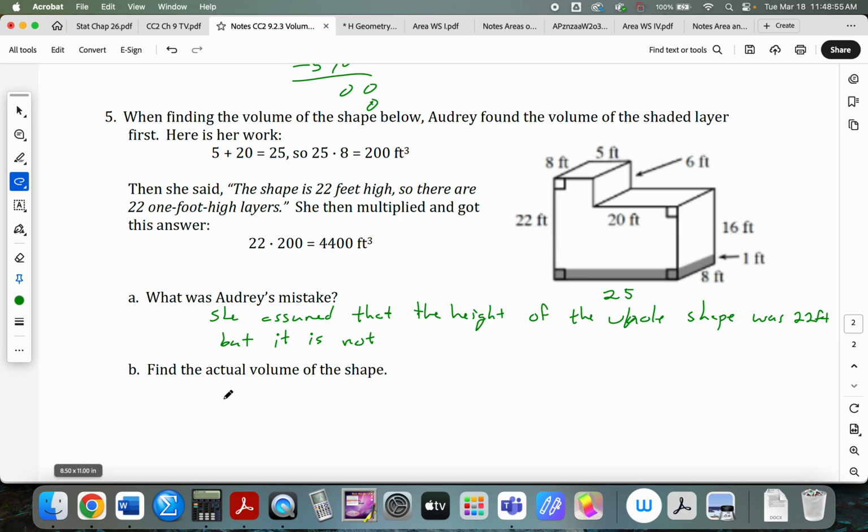So for that, I'm going to do the same sort of thing we did on this other one. I'm going to split this up. The area for that is going to be 22 times 8 for this part, plus this will be 20 times 16. That's 176 plus 320 is 496.